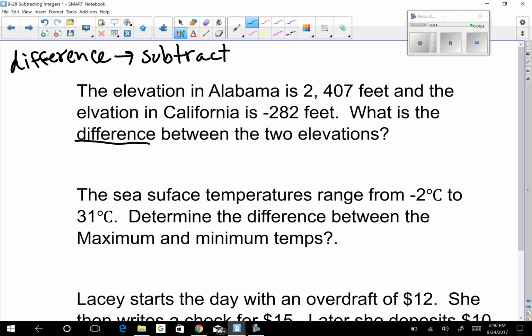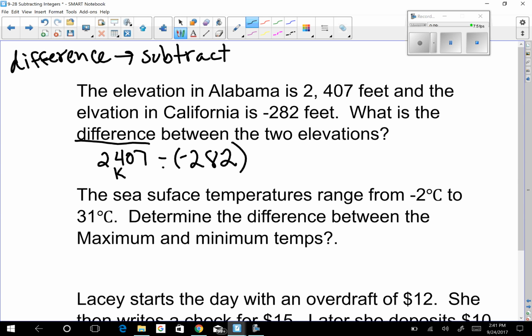And you're always going to do the higher number minus the lower number. So you have 2,407, that's the higher number because it's positive, and we're going to take away the lower number, negative 282, and we know it's lower because it's negative. So you have 2,407 minus negative 282. We have a subtraction problem, so we have to follow the rules.